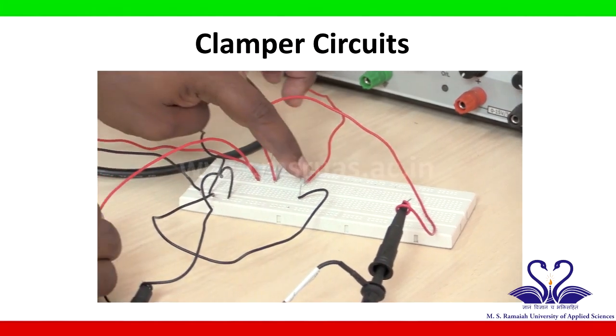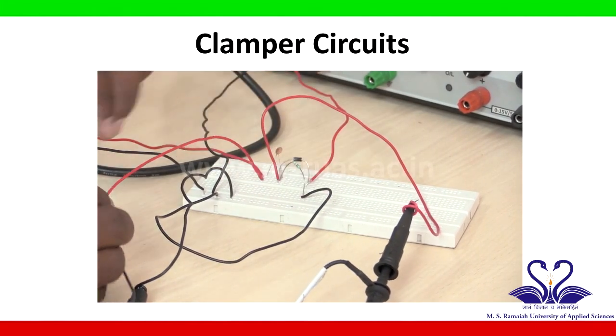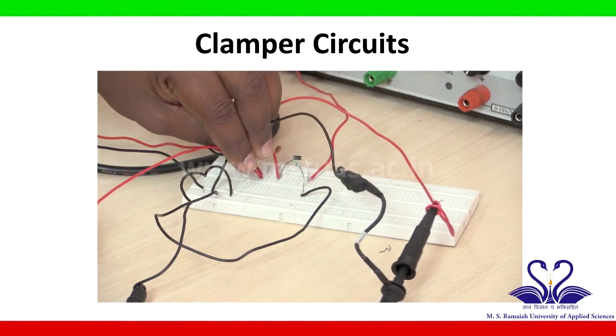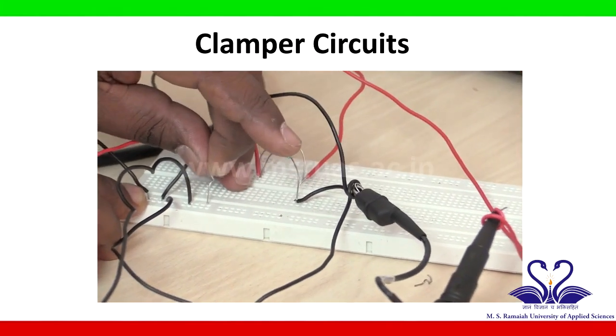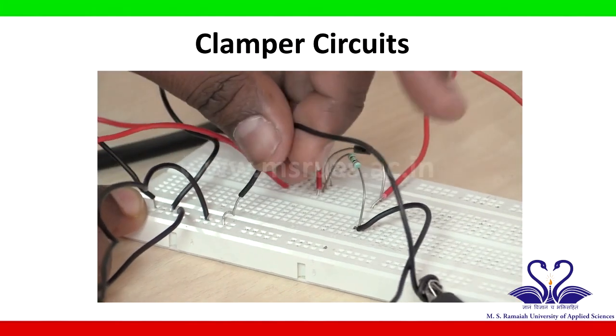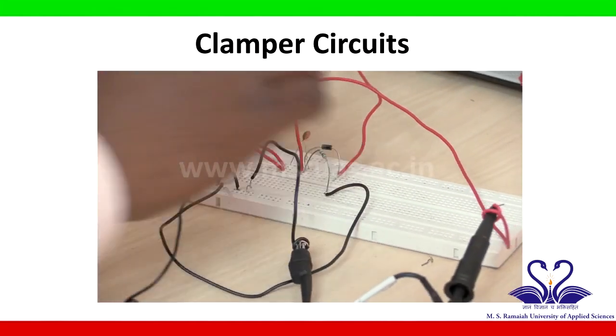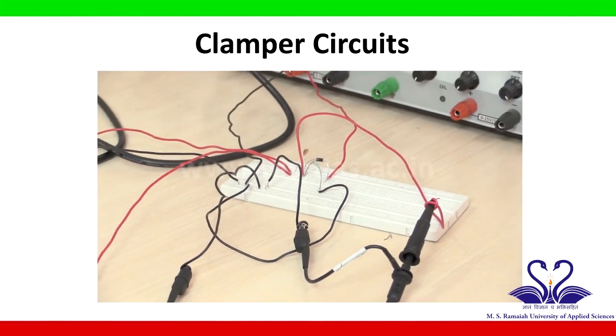So the other end of the resistor, which is going to ground, is this point. This complete row is a ground line. I will connect this to ground. Now we have done the complete connection for a positive clamping circuit.